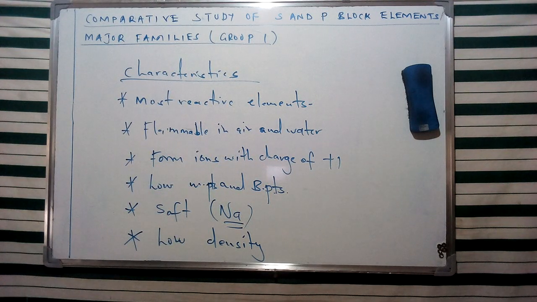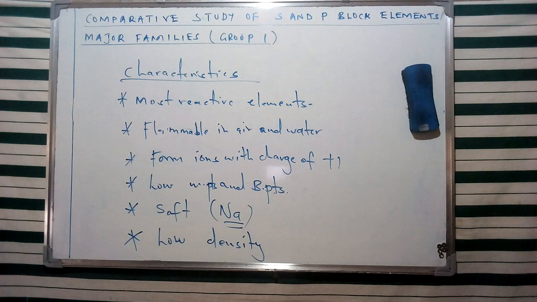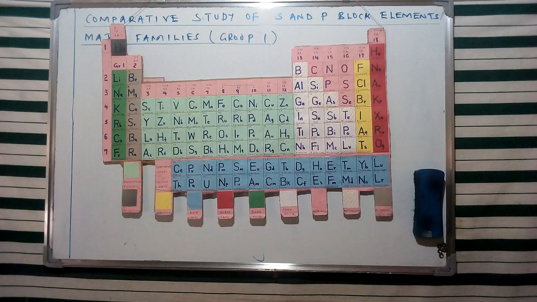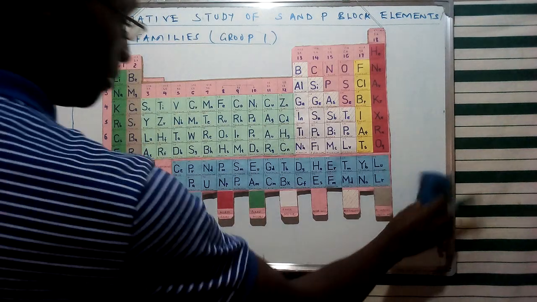I'm going to provide a sketch of the periodic table, and we're going to see which specific position these particular elements of group 1, which is a major family, lie in the periodic table, and why they have been categorized at this specific position. Now, above I've given a sketch of the periodic table. I hope it's legible from your end.